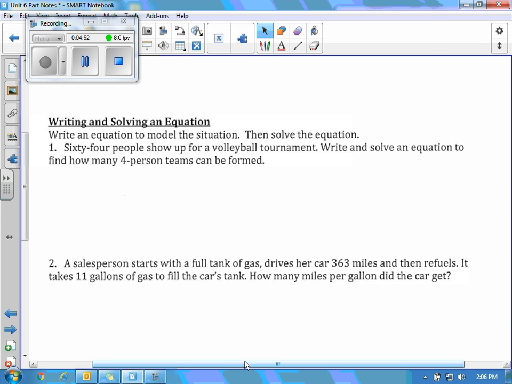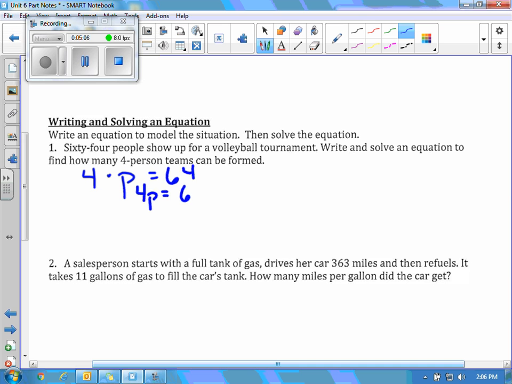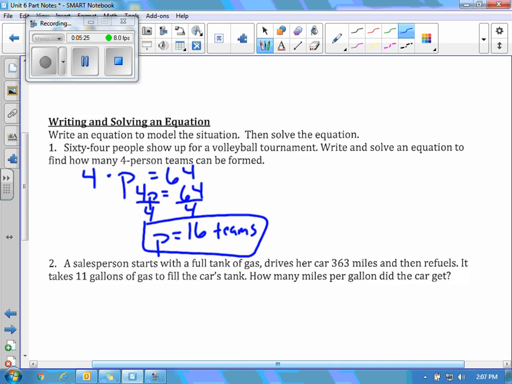So I know that each team is going to have 4 people. I don't know how many teams there are, so I'm just going to call it P. That's going to give me the total amount of people, which is 64. So I can rewrite this as 4P equals 64. Since P is being multiplied on the left side, to solve, I'm going to divide both sides by 4. When I do that, I'm going to get P equals 16. And now I have a unit for this, so I know it's going to be 16 teams. 16 4-person teams.